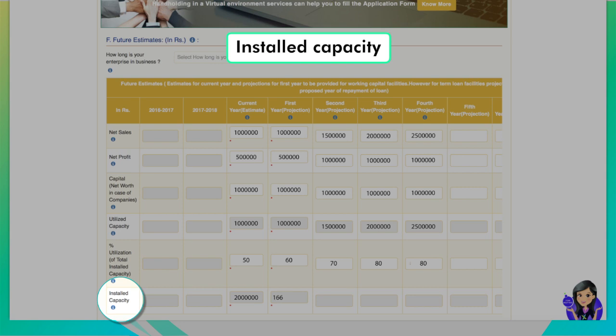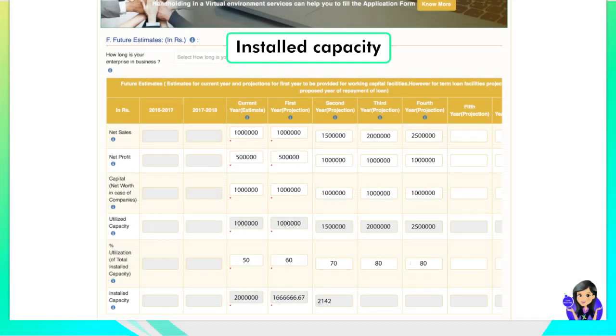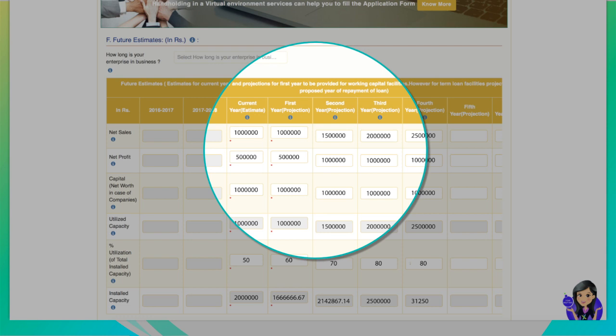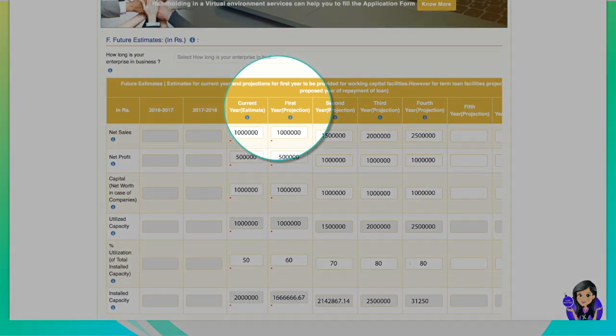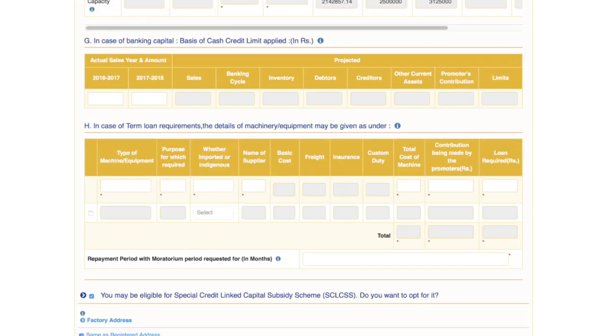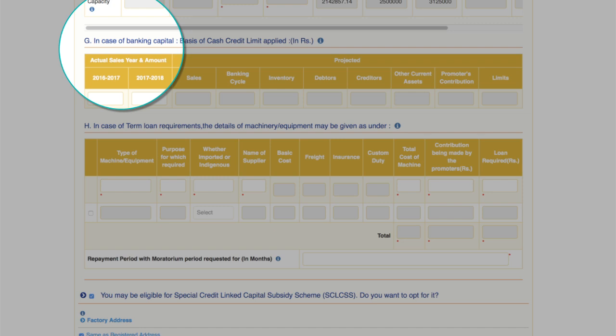Installed capacity is the maximum level of output that a unit can sustain to make a product or provide a service. The applicant can fill in estimates for the current year and has the option to give estimates up to the 7th year. The current and the first year projections are mandatory. And then we come to column G, banking capital.